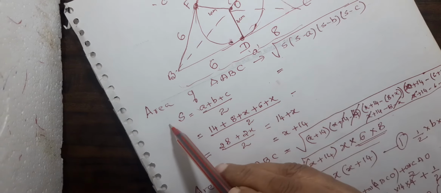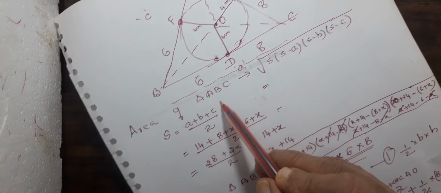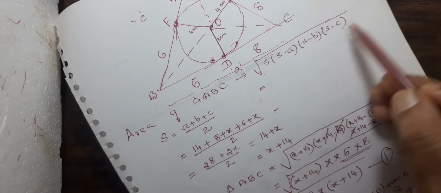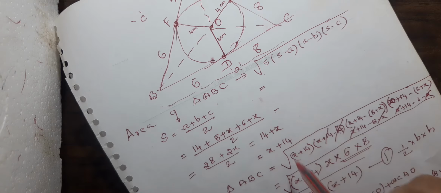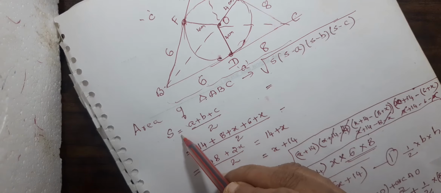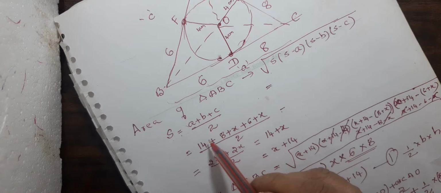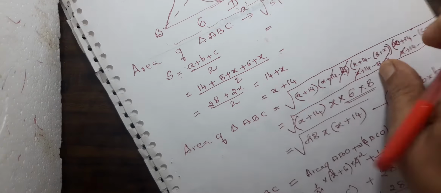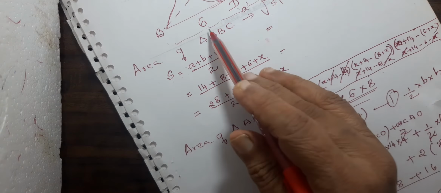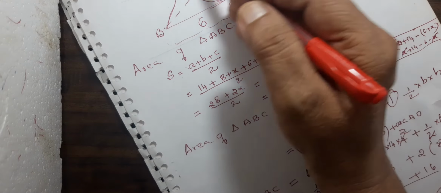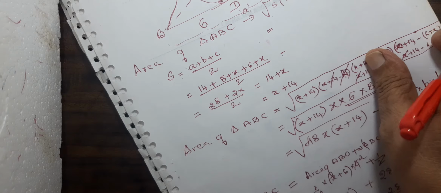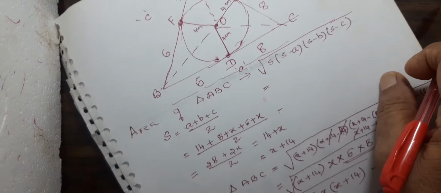I have done it here. See, area of triangle ABC is equal to the square root of s into (s minus a), (s minus b), (s minus c). I am just explaining, that's all. Now s is equal to (a plus b plus c) by 2. You know that. A is what? That I have told you. This is a, that is b, that is c. You have learned this in 9th standard.